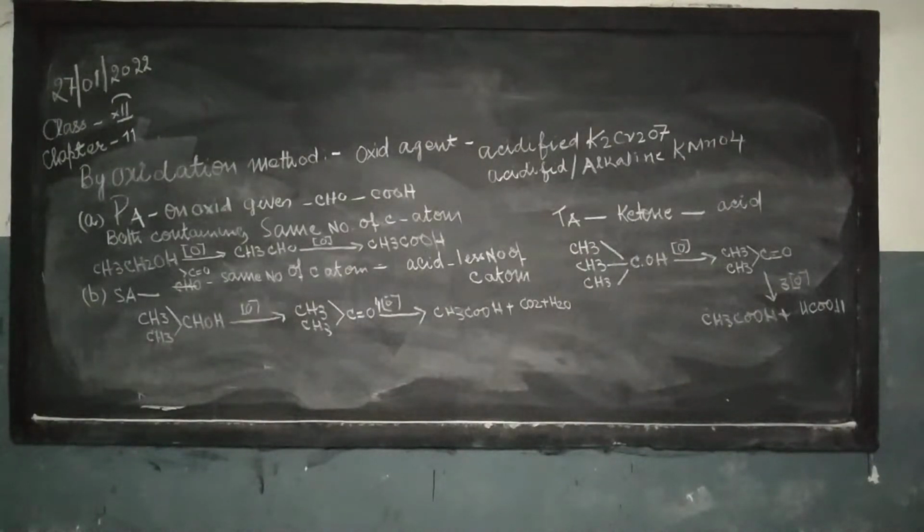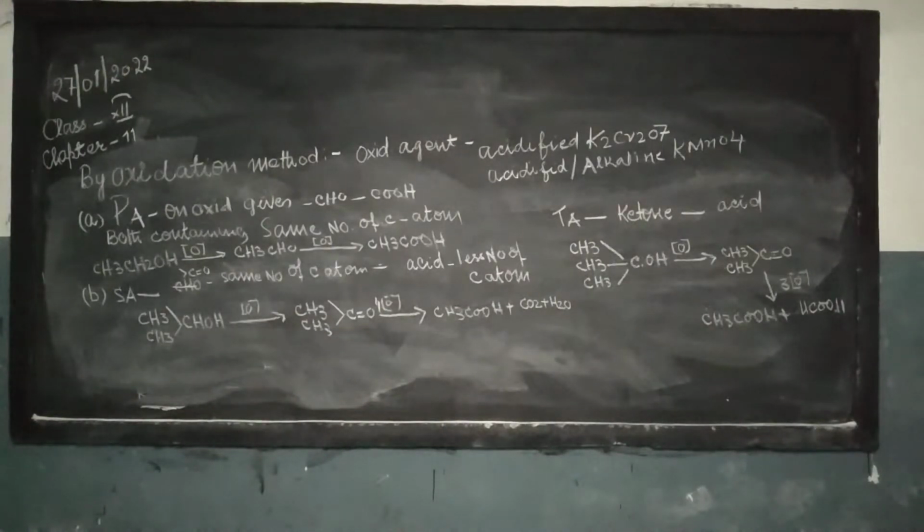Oxidizing agents used in this method are acidified potassium dichromate, K2Cr2O7, and acidic or alkaline KMnO4. These are the two oxidizing agents which are generally used in this method. Our first point is A.